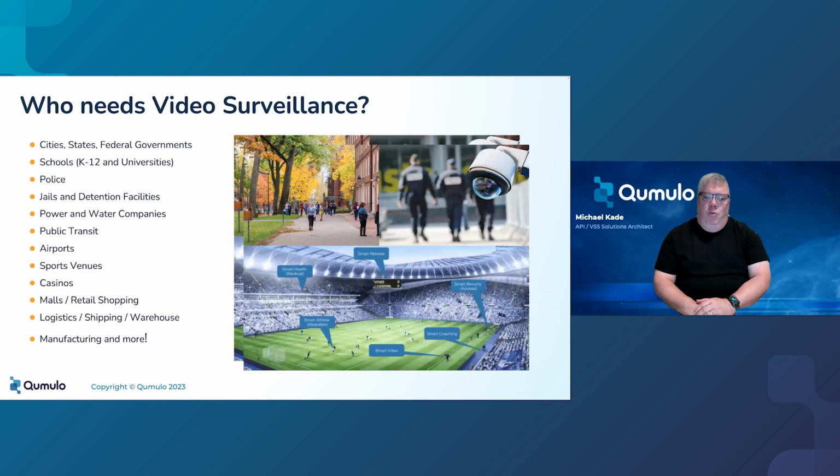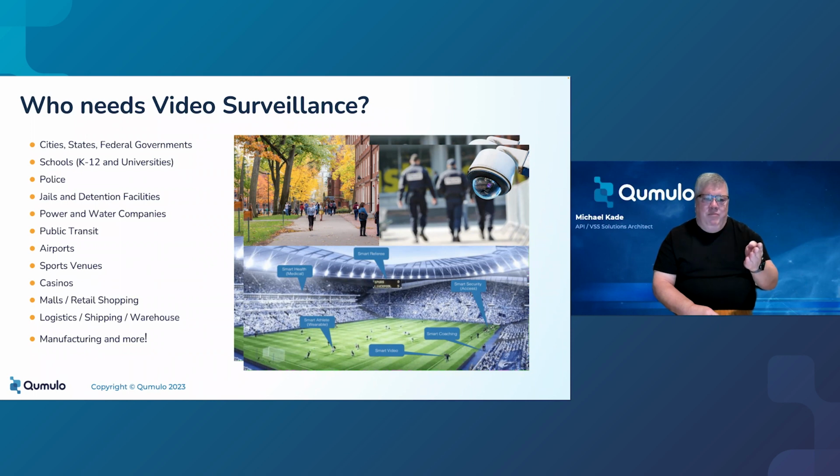Well, when you look at video surveillance and what you need, you'll understand if you're running your own businesses, exactly where you want it, what you're trying to do. Again, you're trying to protect people and property, but look at the different industries that use video surveillance and have to have it. City, state, and federal government, schools, anything from kindergarten through 12th grade, all universities. Police departments, more and more, not only in the buildings, but body cams and dash cams in cars. Jails and detention, water and power companies, public transit, airports, sports venues, casinos, etc.